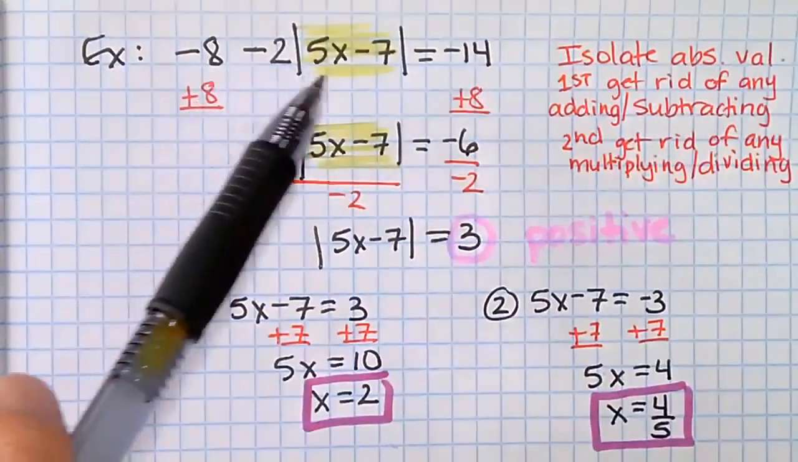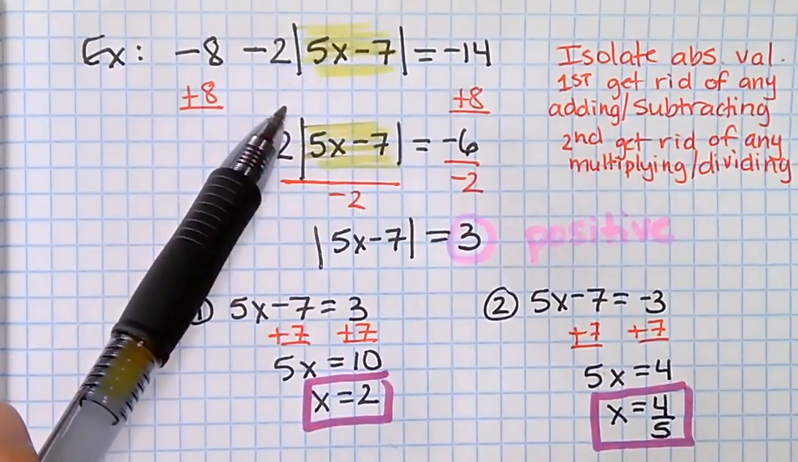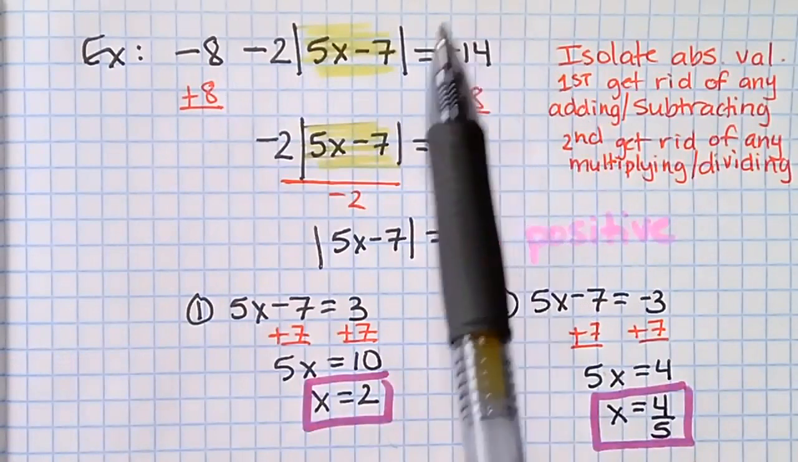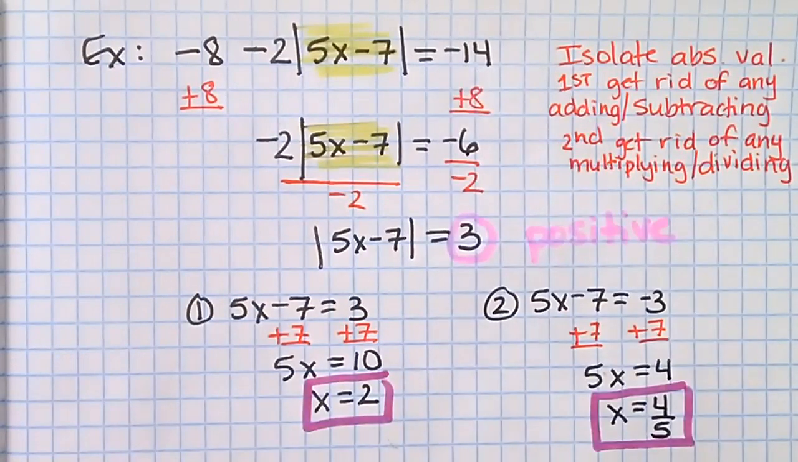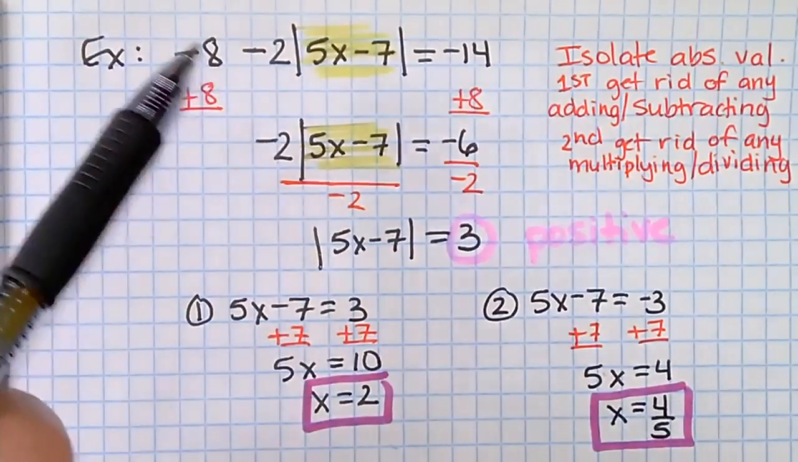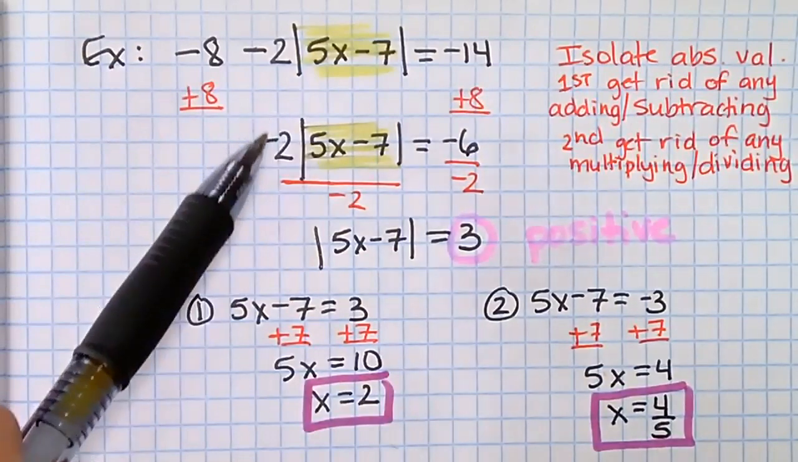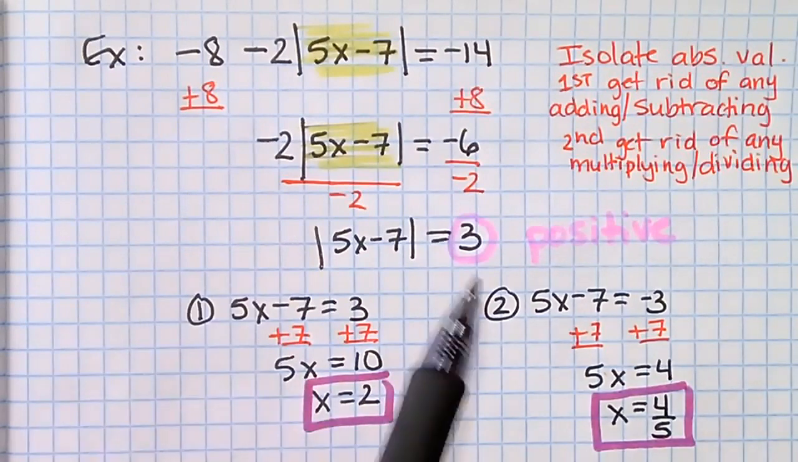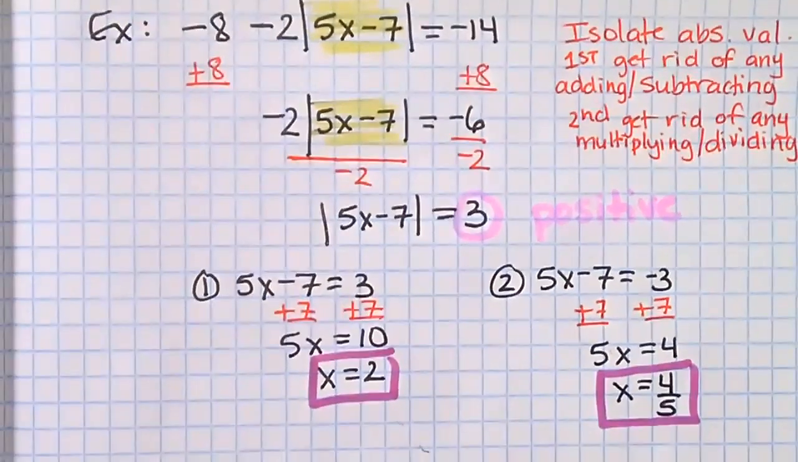So again, you always want to get your absolute value isolated first. You don't want to start writing your two equations before. You don't want to decide if it's going to be a no solution situation until you get your absolute value isolated. You want to get rid of any adding or subtracting that's going on outside. Then you want to get rid of any multiplication or division. Once you get it isolated, then you decide if this is a positive or a negative. If it's a positive, you write your two equations. If it had been a negative, then that would have been no solution.